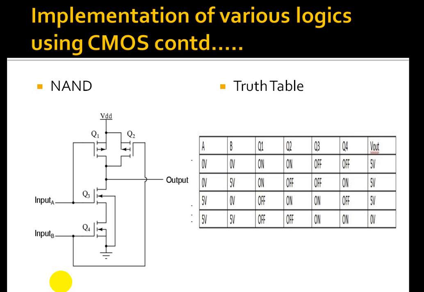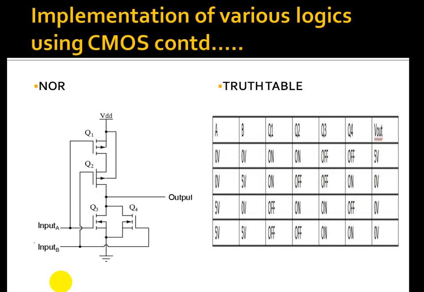When either of A and B is high, we get an output high. And when both A and B are high, we get an output of 0 volt. So we see this is the truth table of a NAND gate, and so this is the circuit of a NAND gate using CMOS logic. Let's move on to the NOR gate.